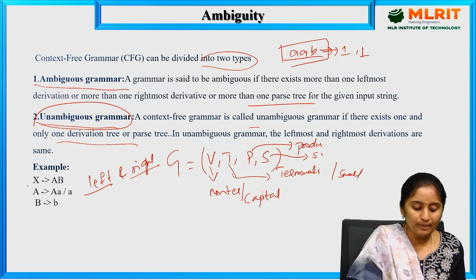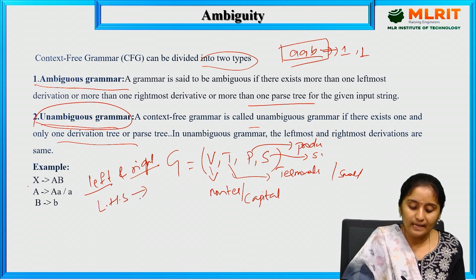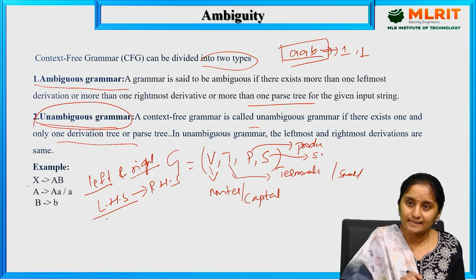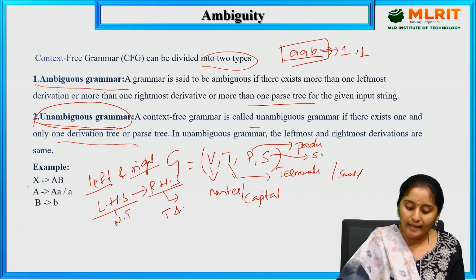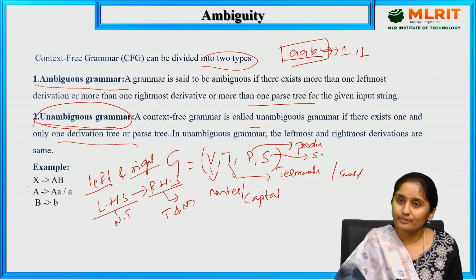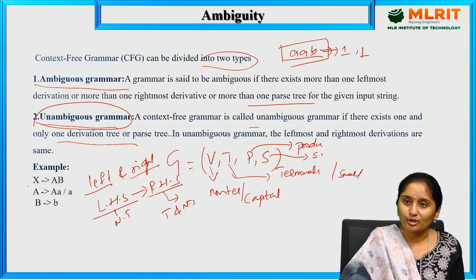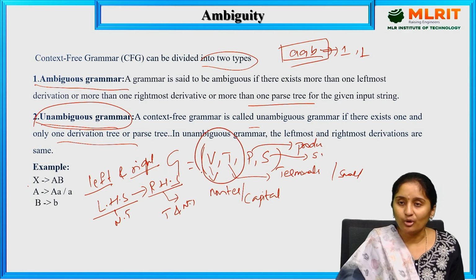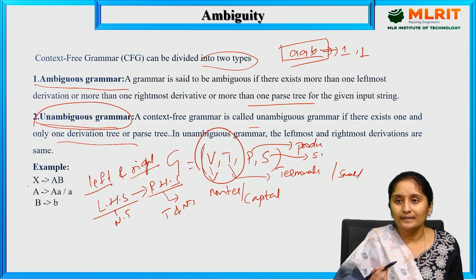X produces AB. The production rule consists of LHS and RHS: LHS produces RHS. The LHS consists of only a single non-terminal, which is a capital letter. The RHS is a combination of terminals and non-terminals, and it can also have the epsilon symbol. So that is a production rule. The production rule is based on V and T, where V is the non-terminals, which are capital letters, and T is the terminal symbols, which are small letters.